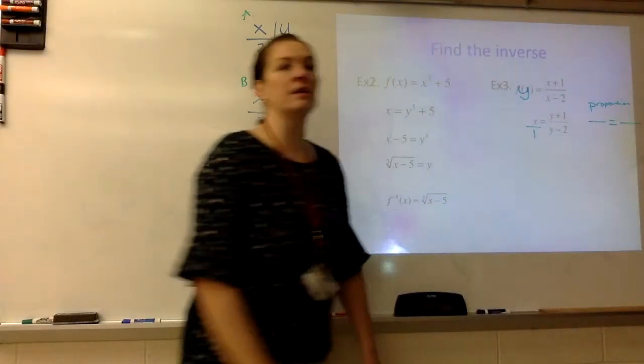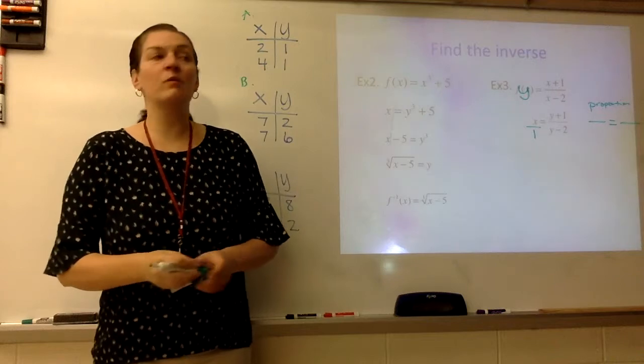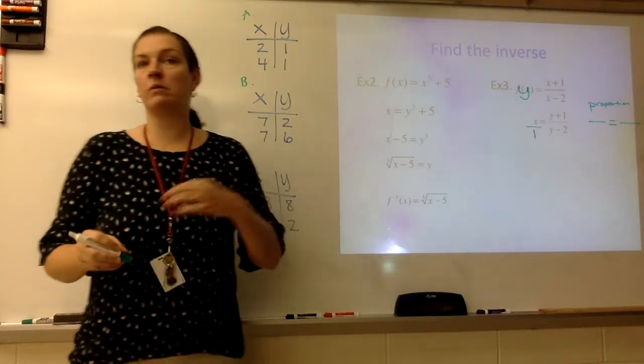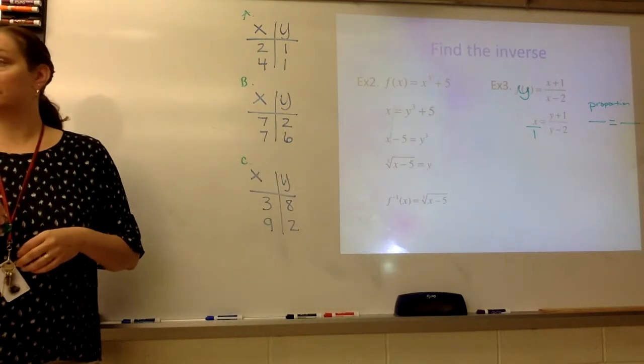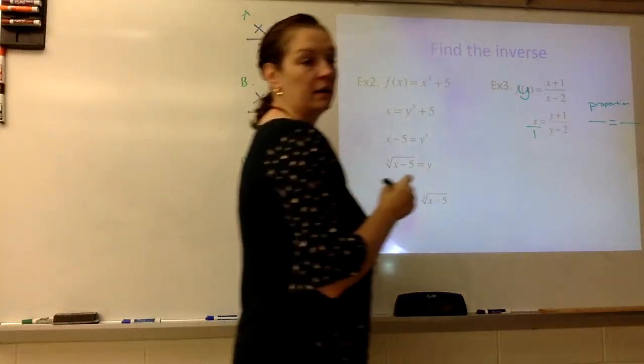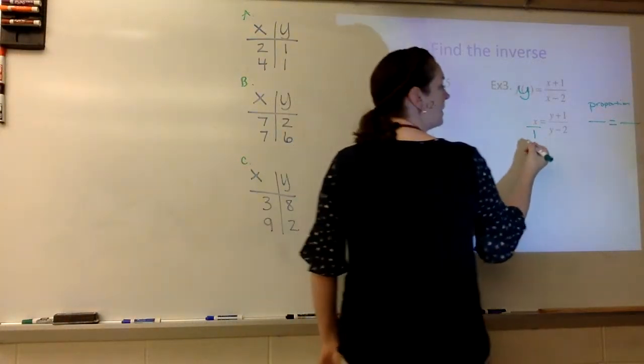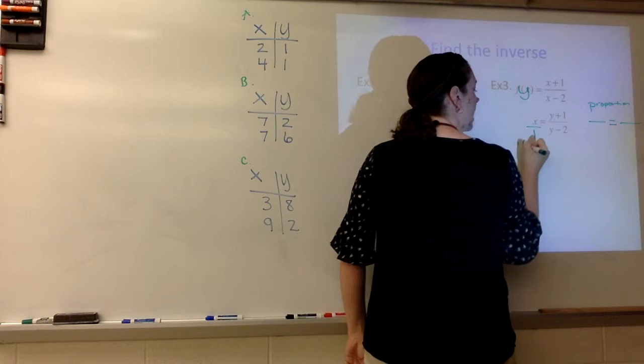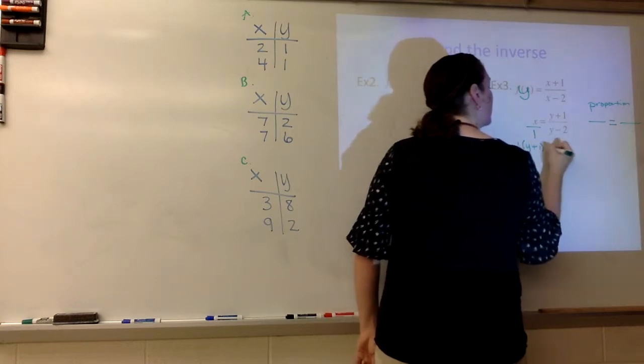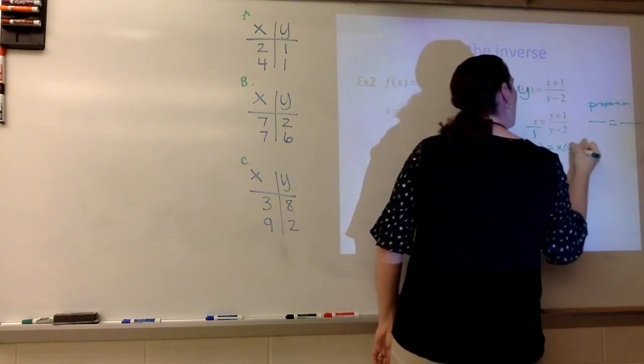We went over these in the prerequisite unit. How do we solve a proportion of a fraction equal to a fraction? Yes, sir? Cross multiply. Okay? So we're going to cross multiply. It's going to look like 1 times y plus 1, x times y minus 2.